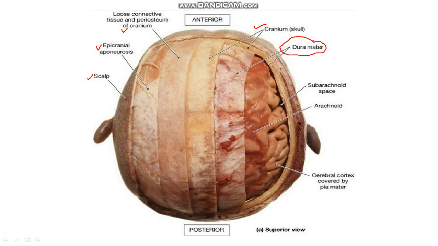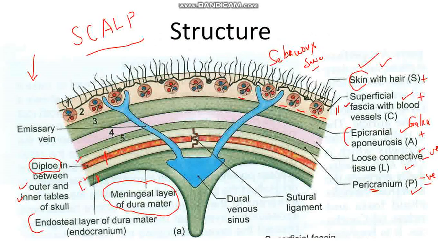This epicranial aponeurosis includes the occipitofrontalis and various slips known as temporoparietalis. We will see how this epicranial aponeurosis, which is the continuation of occipitofrontalis, in another image.